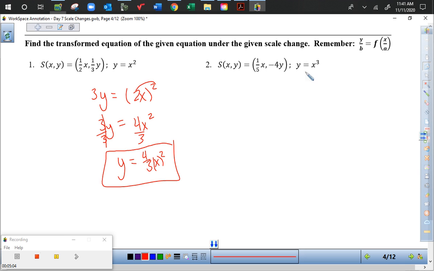Over here, same process. We're going to start with y equals. This time my parent function is a cubic, so I'm going to write my parentheses with a third power. But again, all we have to do is reciprocate or switch the operation that we see. So this says 1/5 with the x. So in our equation, we're going to have the reciprocal, 5 with the x.